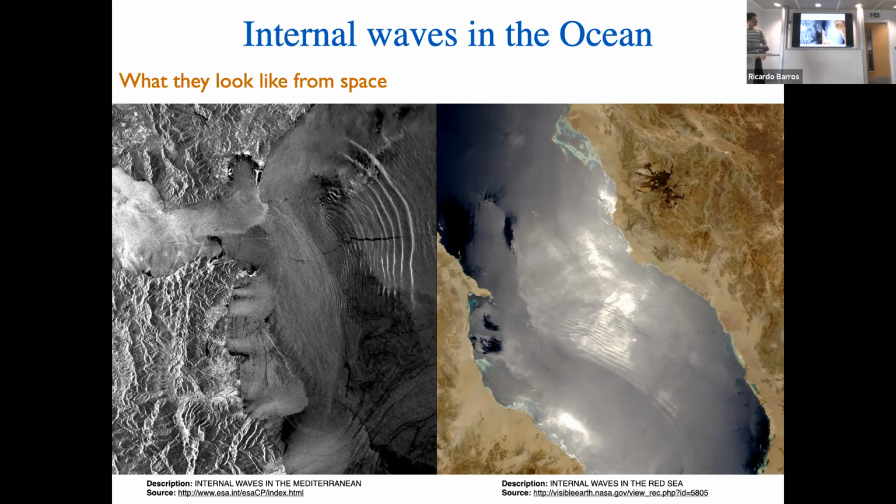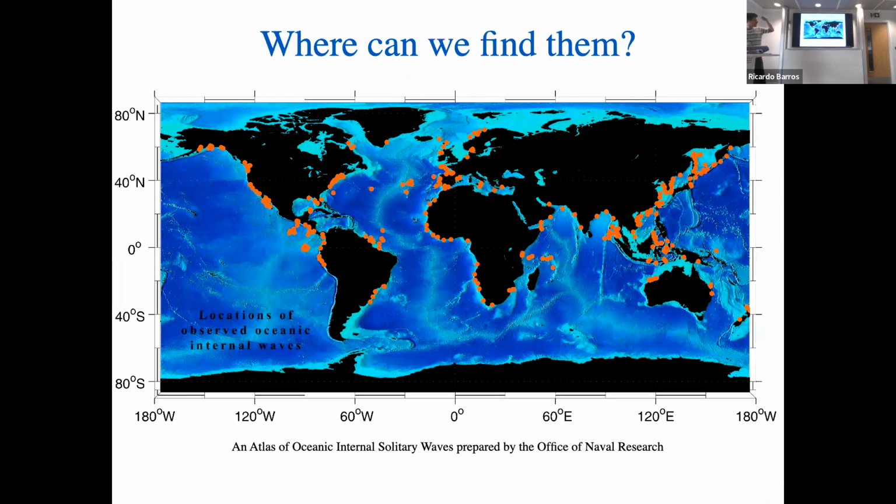Currently they are known to be in most coastal regions in the oceans. In this atlas prepared by the Office of Naval Research, whenever you see a red dot, this is what we call an internal wave hotspot. So there are plenty around the world. Of course, the south of China is one of the most sought places for internal waves, because there's a lot of activity going on. People want to monitor what's going on in there.